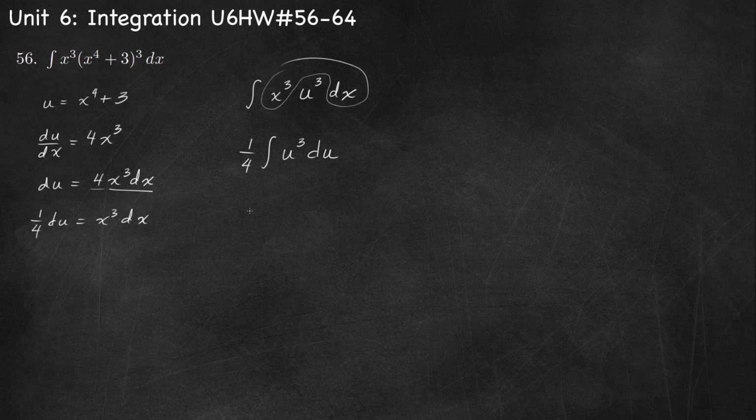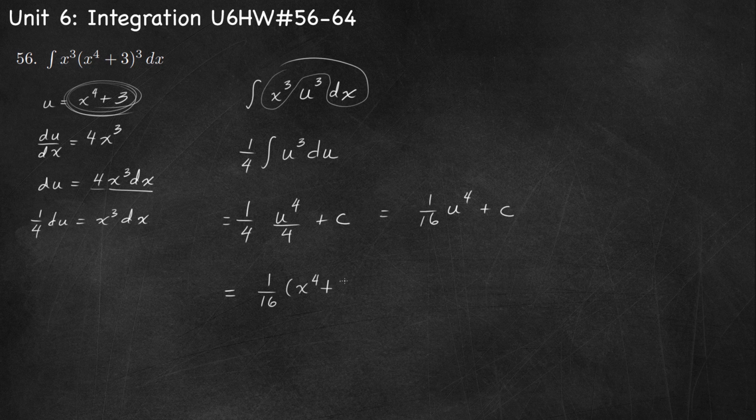I can integrate this using power rule, so it becomes 1/4 u to the power 4 over 4 plus c, which is 1/16 u to the power 4 plus c. And then for our final answer, we don't want to leave u in our answer. We want to go back and replace u with x to the fourth plus 3. So I have 1/16 times x to the fourth plus 3 all to the power 4 plus c.